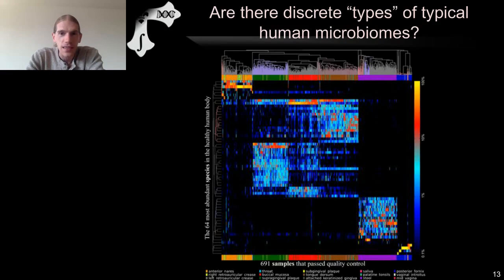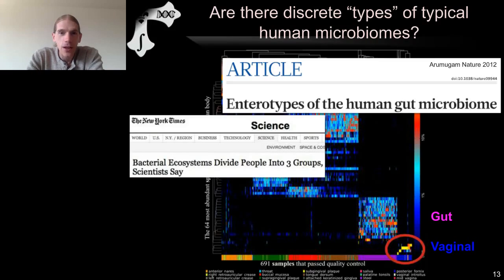Purple represents the gut, and blue on the lower right represents the vaginal microbiomes. Now, I want to zoom in on an example from the gut and vaginal communities in particular. Since a few years ago, a collection of high-profile publications, originally in Nature and later picked up by other outlets such as the New York Times, raised the hypothesis that we could organize the complexity of microbial ecology in the gut into just a few discrete types.